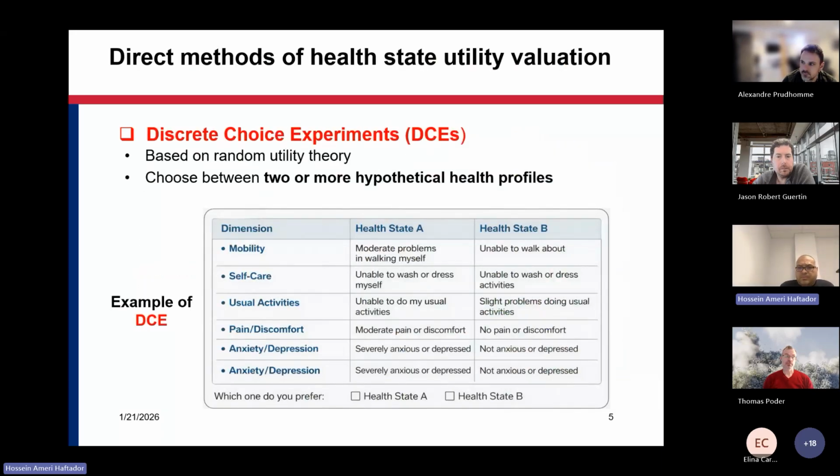Discrete choice experiment is very popular because it's very easy. It's based on random utility theory. In DCE, a person is presented with two or more hypothetical health states. Here is an example of DCE for EQ5D. A person just answers this question: which one do you prefer, which one is better.